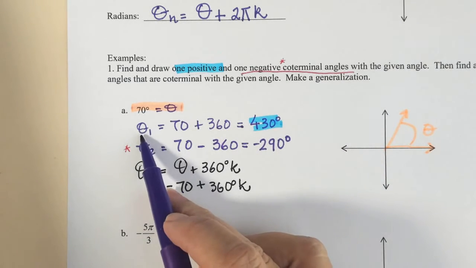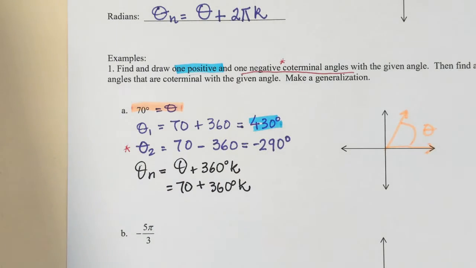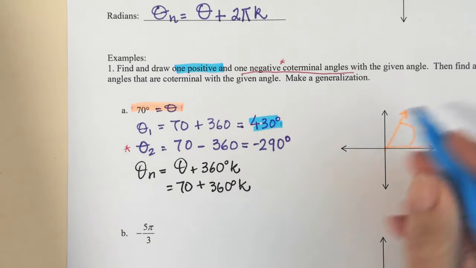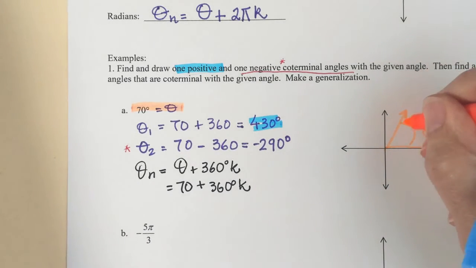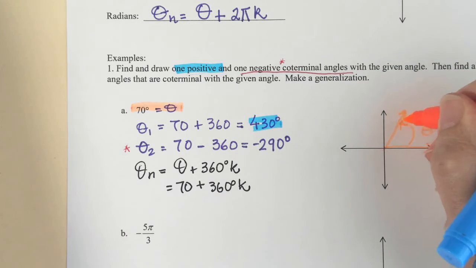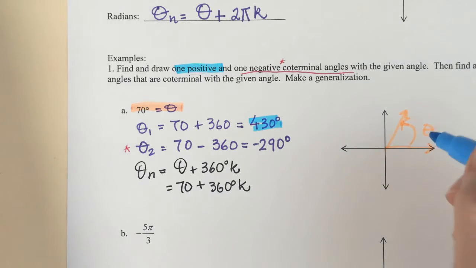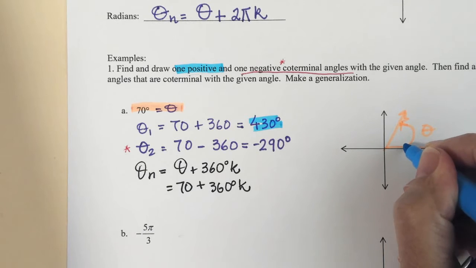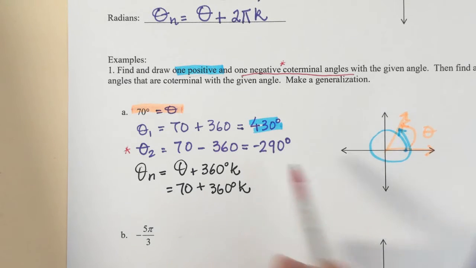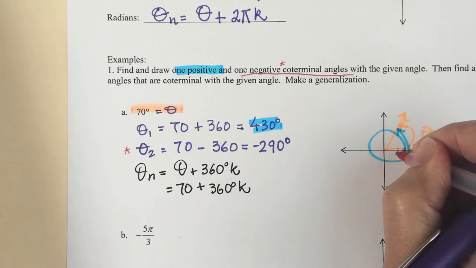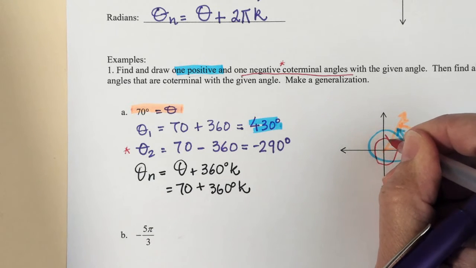Then my next one, I'll do in blue. And it's still a positive, so I'm going to go in the positive direction, which means I'm going counterclockwise. So around, same initial side, same terminal side. And then my last example is the negative, same initial side, same terminal side.